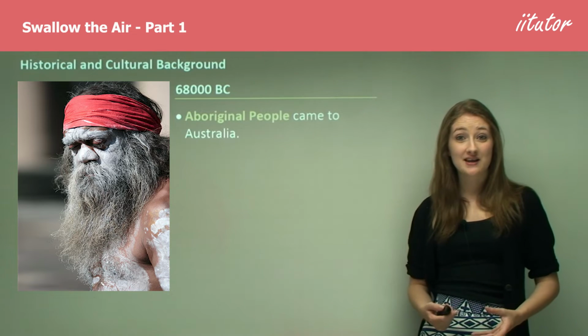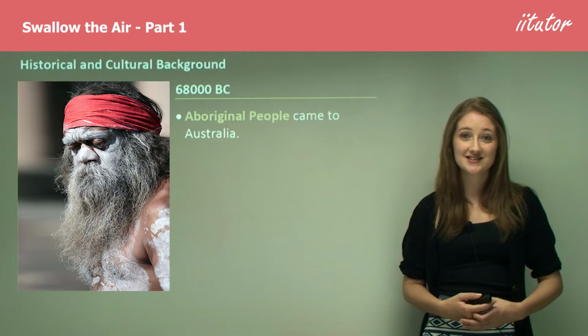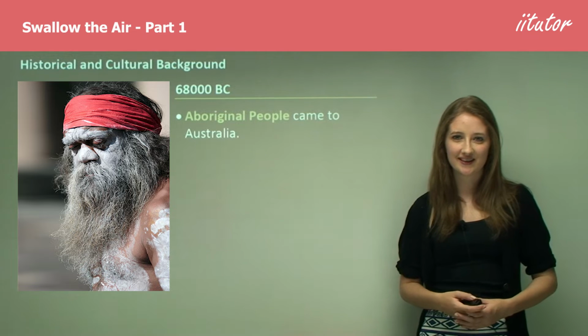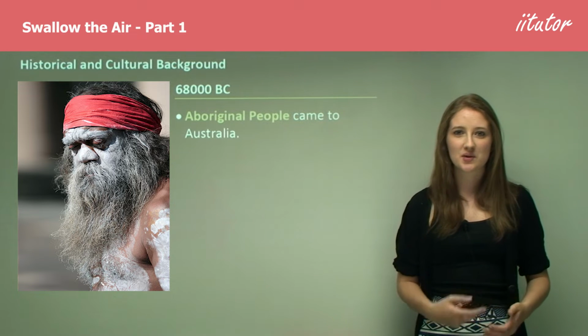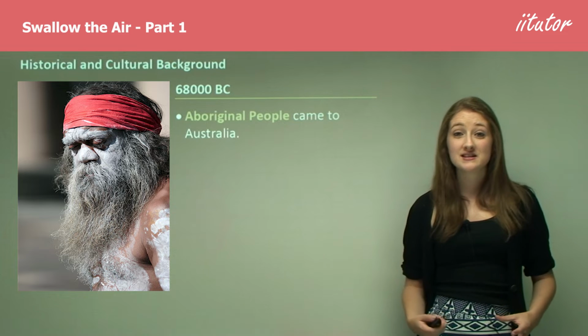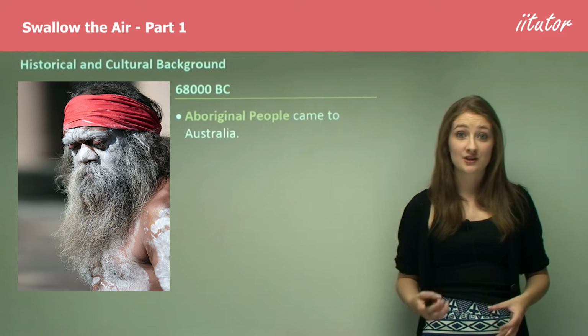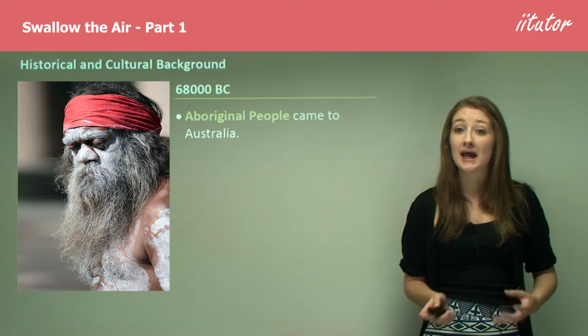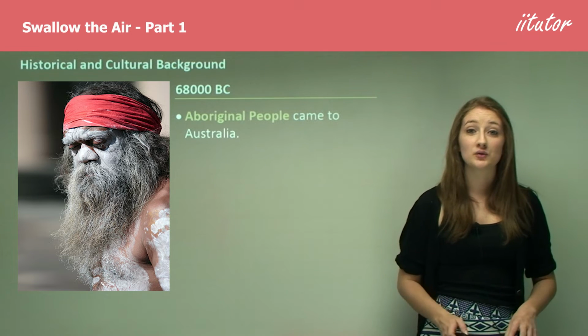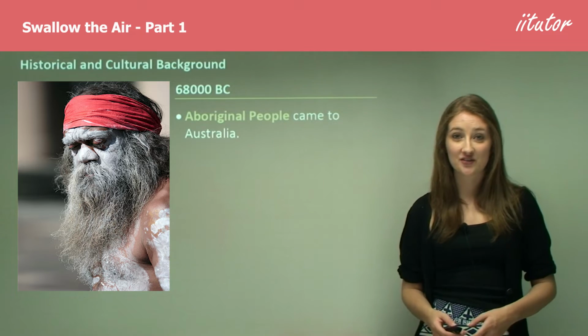So let's take a look at some historical and cultural background about Aboriginal people in Australia, and then just have a look at the way in which we can apply that to this novel. In 68,000 BC, that's when the Aboriginal culture really began in Australia. The Aboriginal people came to Australia, and that's where they built their settlement, which would then last for thousands of years.